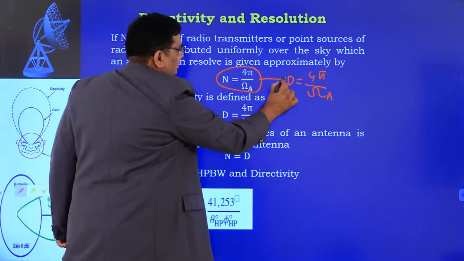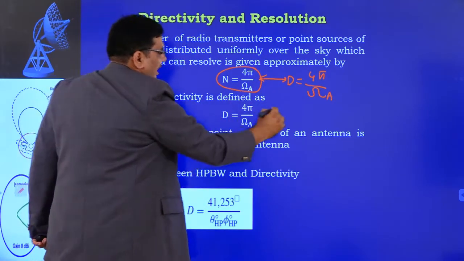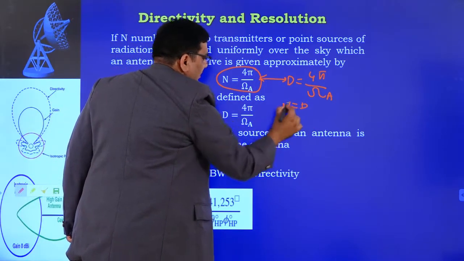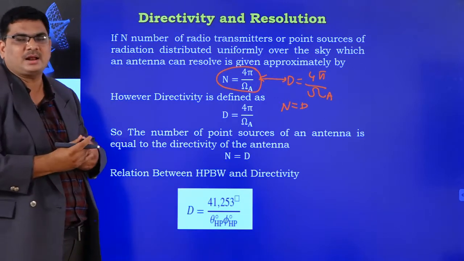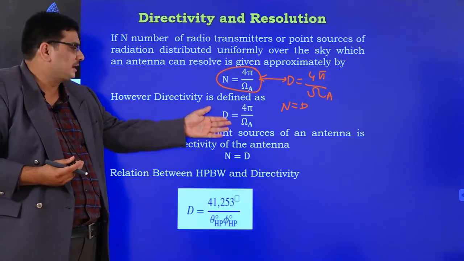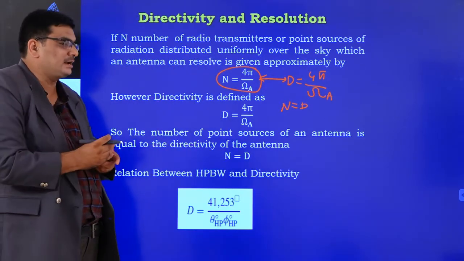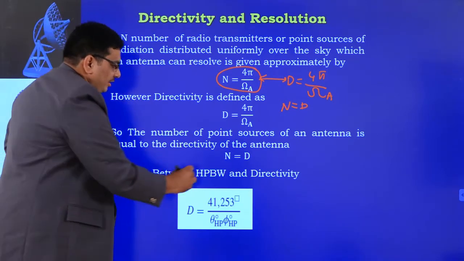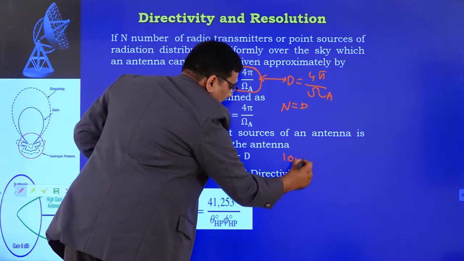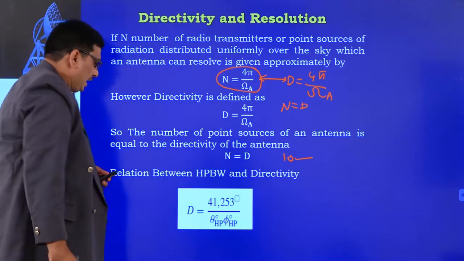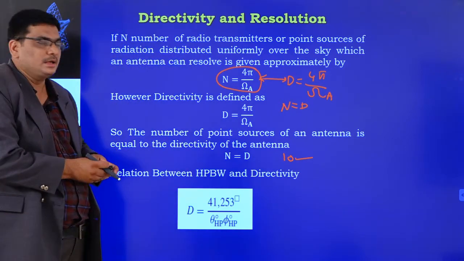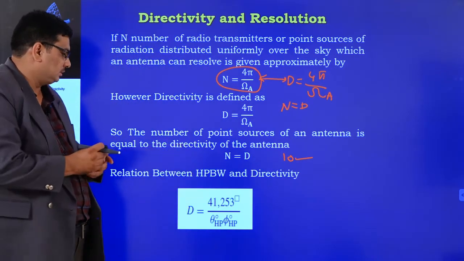From these two equations, we are saying that your n is equal to D. So as the number of elements you are using increases, you can get better directivity. If your n is equal to 10, you are getting better directivity. And we can also express this directivity in terms of half power beam width.